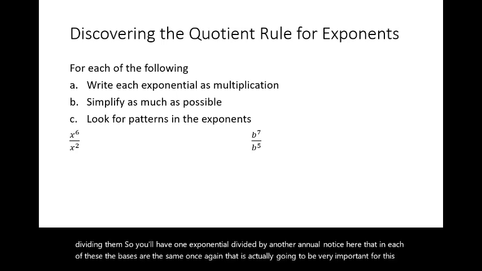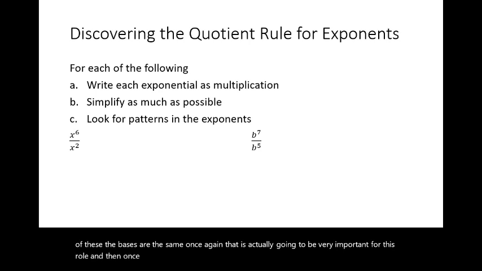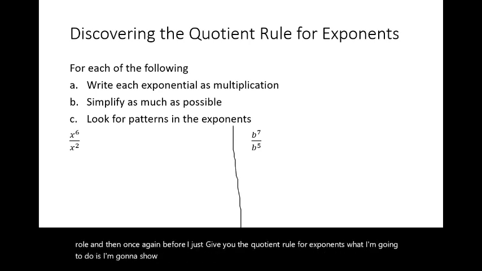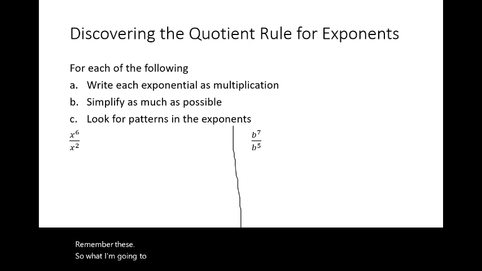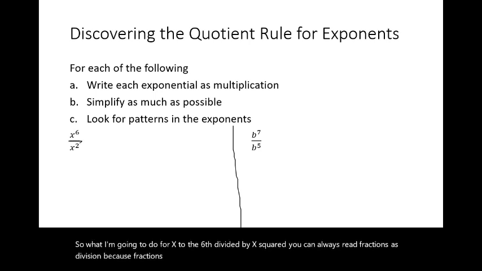And then once again, before I just give you the quotient rule for exponents, I'm going to show you where the rule comes from and why it works the way it does. So hopefully you will be able to remember these. So for x to the 6th divided by x squared, you can always read fractions as division because fractions are the same as division. So you can read this as x to the 6th divided by x squared.